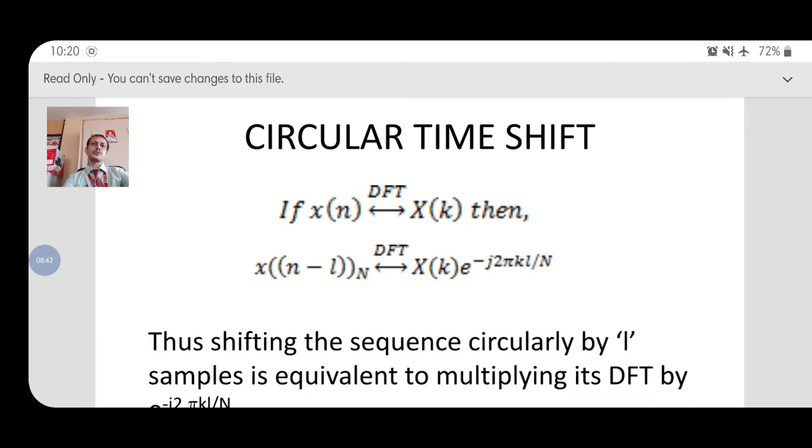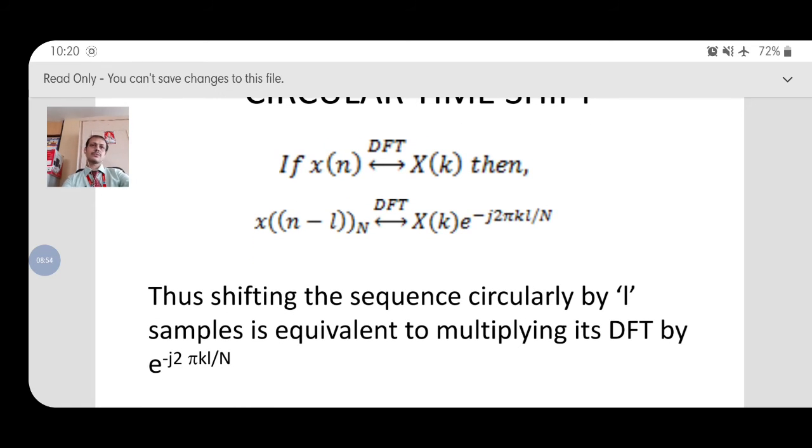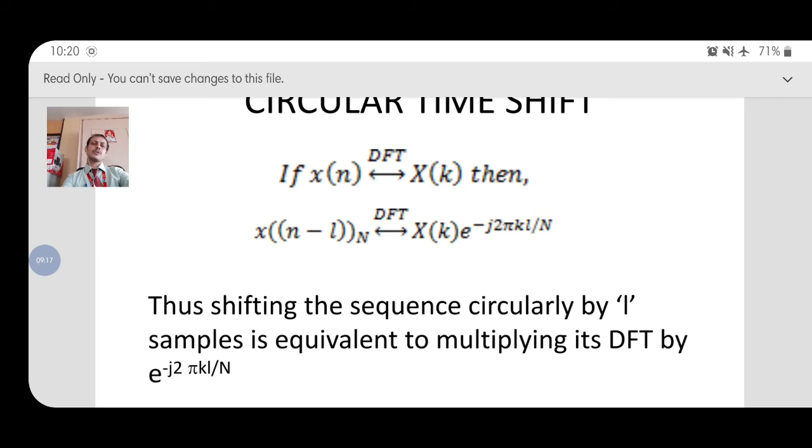Next one is circular time shift. The first statement is the same, the DFT of x of n is x of k. Now we are going to shift the signal by L samples. Here it is a circular time shift, so we are going to use mod N, and represent it as x of (n minus L) mod capital N. So the DFT of x of (n minus L) mod N is x of k into e power minus j2 pi kL by capital N.